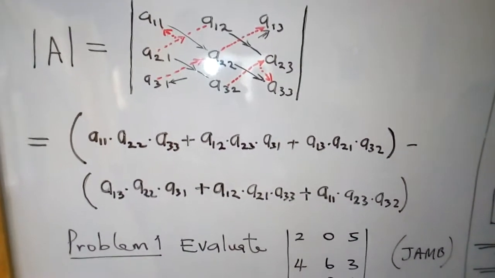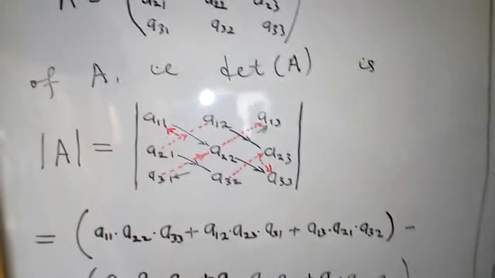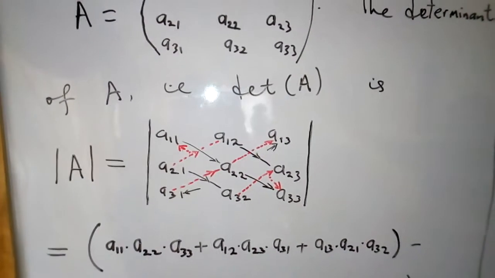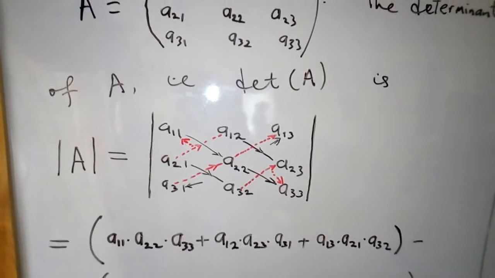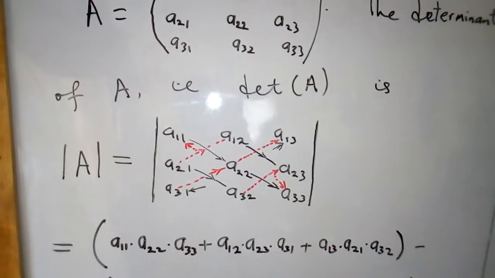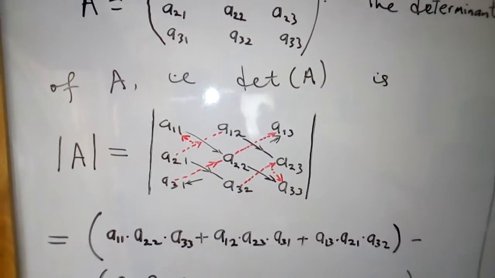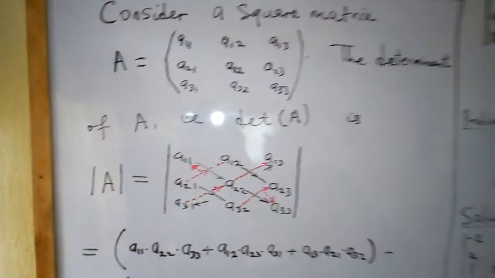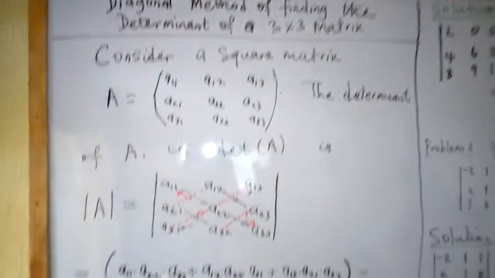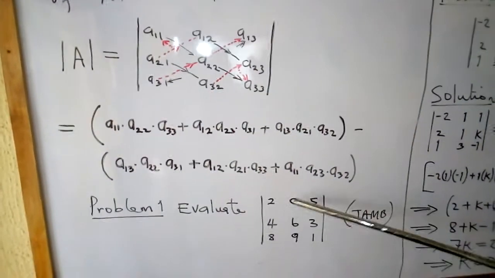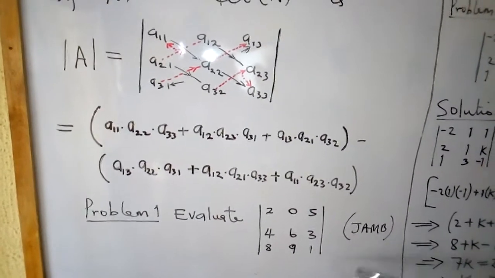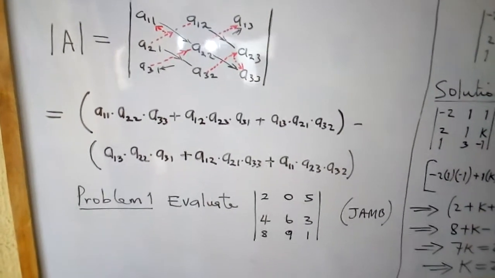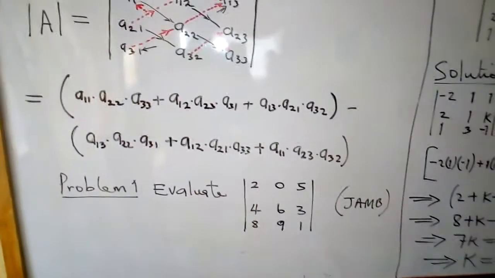You can see that this method is faster than the other methods, if you time yourself. Now with this illustration, we are going to start solving problems. Problem 1: evaluate the determinant of 2 0 5, 4 6 3, 8 9 1. This problem is taken from JAM. Now the solution.